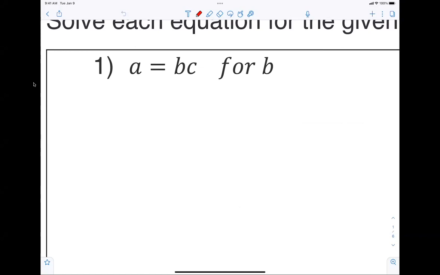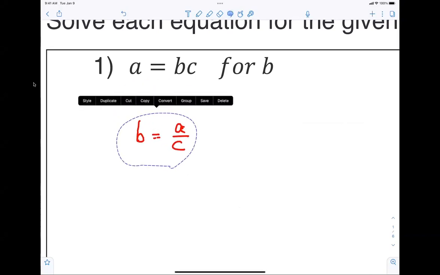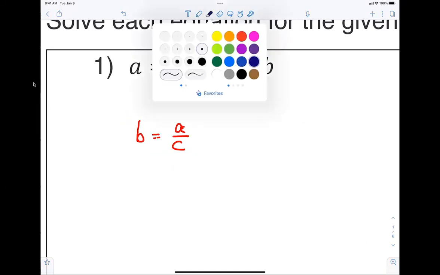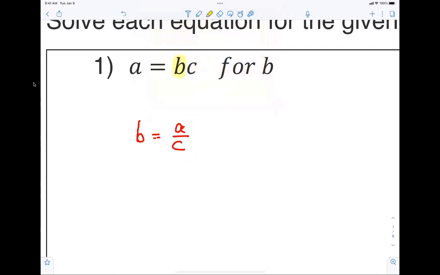Yes, everybody should intuitively know that B is equal to A over C. Now let's say you're not 100% sure what we're talking about. What I'm showing you is that we're trying to isolate B, which means I need to get rid of what? I need to get rid of C. So in order to get rid of C, I divide both sides by C. That's all that happened. So B is equal to A over C.